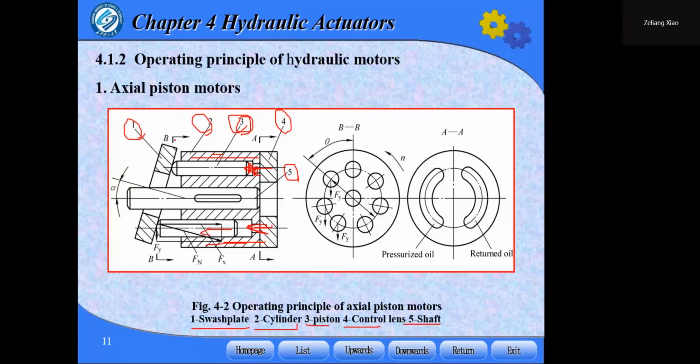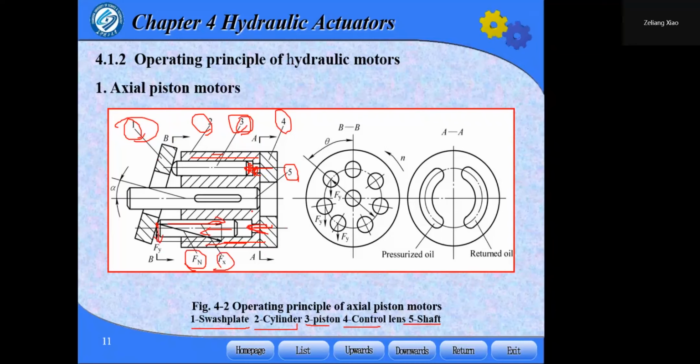And since there is the swash plate, at the contact point it will exert a force, called Fn, on the piston, and this force can be divided into two parts. In this direction it's Fx, and in this direction it's Fy.